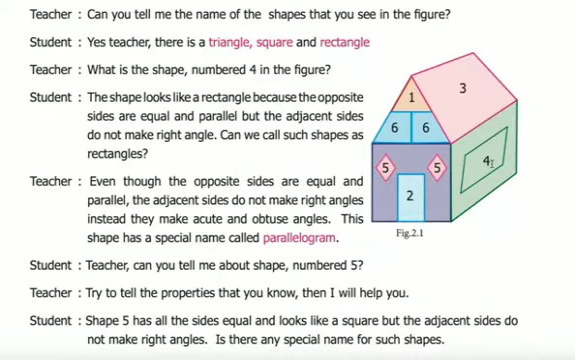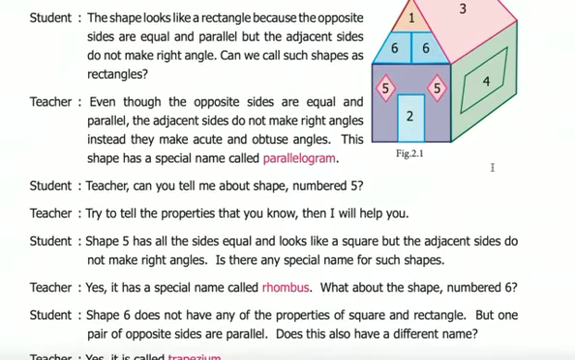Okay, figure in number 4, but the angle between the adjacent sides is not 90. That is 90 in case of rectangle, right? Then what is the teacher saying? Even though the opposite sides are equal and parallel, the adjacent sides do not make right angles. Instead, they make acute and obtuse angles. This shape has a special name called parallelogram. Okay, parallelogram. Then what is the student saying?